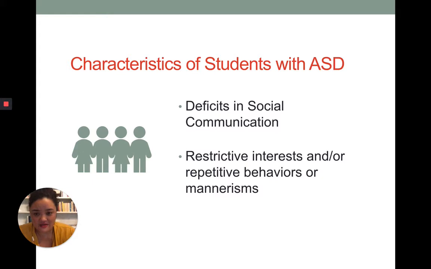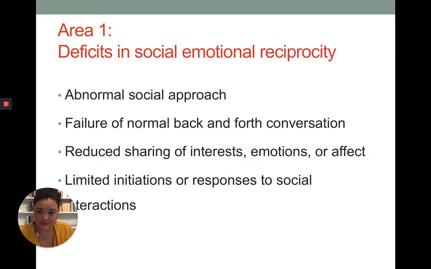So let's talk about the specific language and communication characteristics of students with autism. These should look familiar to you. These are the DSM-5, right? So the clinical characteristics that are used to identify or diagnose kids with autism. The first main category is those deficits in social communication, right? Which does include, of course, communication and language characteristics. And then the second main category is restricted interests or the repetitive behaviors and mannerisms. So let's look a little bit deeper in the deficits in social communication, right?